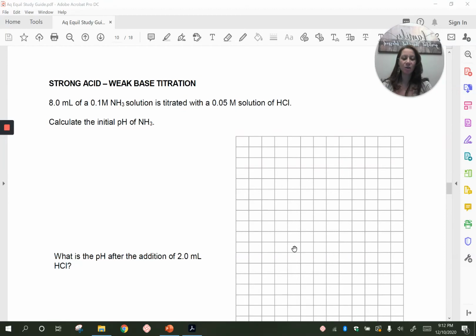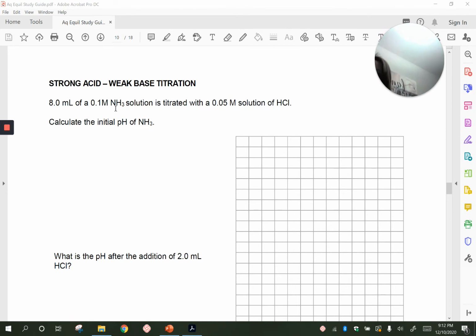Hi guys, we're continuing titrations and we're going to do a strong acid with a weak base now. So our strong acid that we're using is HCl and our weak base that we're using is NH3. And just to switch things up a little bit, this time we are going to put our base in the Erlenmeyer flask and we're going to put the acid in our burette.